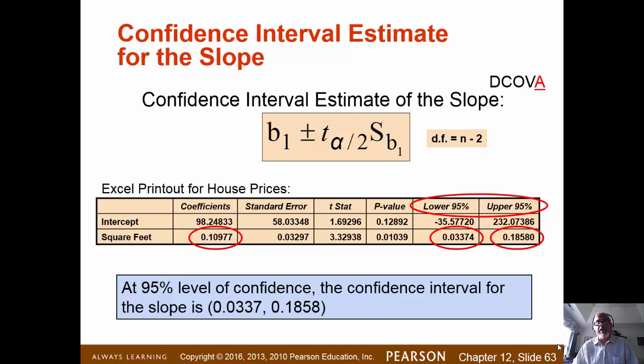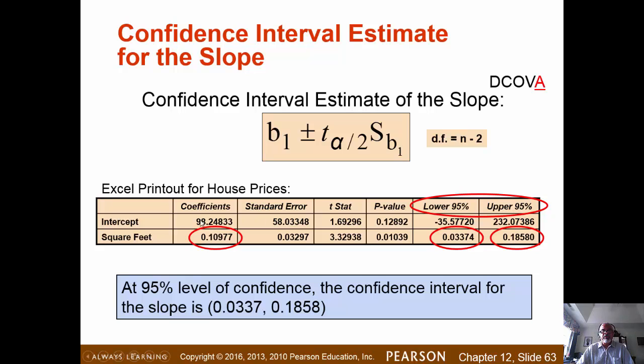The next topic is the confidence interval for the slope coefficient beta sub 1, and that's given by this formula: b sub 1 plus the t table value times s sub b sub 1, and the degrees of freedom is n minus 2. So s sub b sub 1 we already computed when we did the t-test.